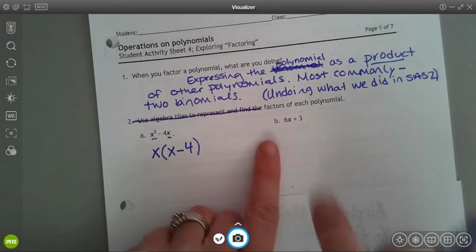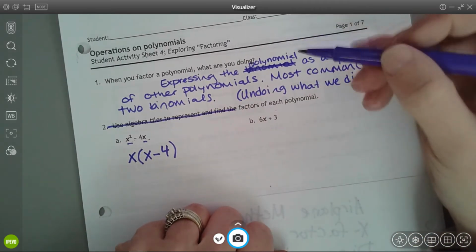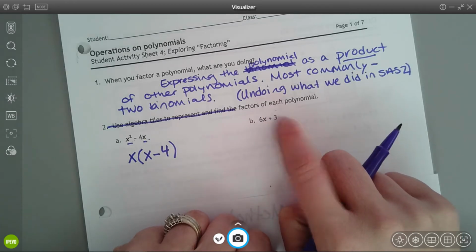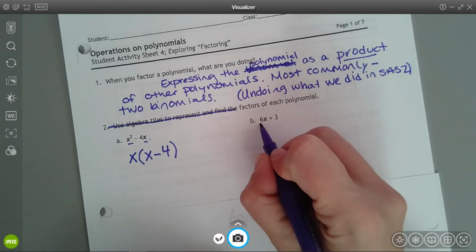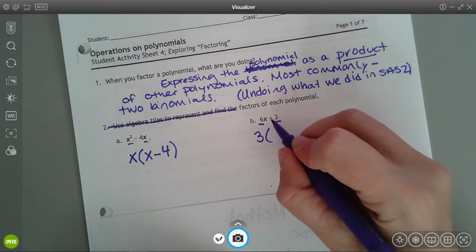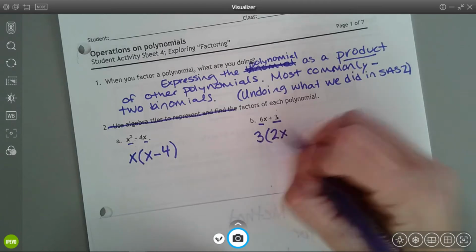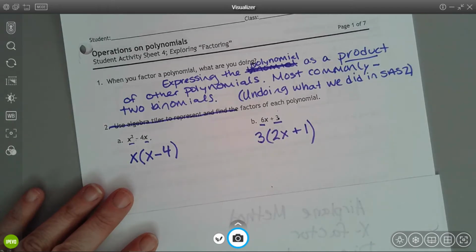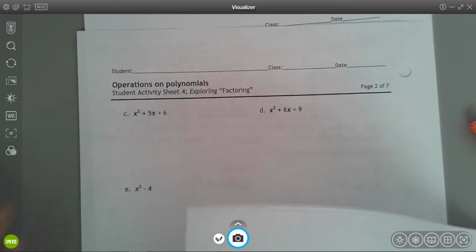Okay, but let's take a look at this one. It's not so obvious what they both have in common, but using our math skills, I know that 3 can go into 6. They share a common factor. So what can be divided out of both terms? That would be a 3. And when we do this, 6x divided by 3 leaves me with 2x, and 3 divided by 3 leaves me with 1. Again, I don't have a squared term anymore, so I'm done with that problem. Let's go on to the next page.